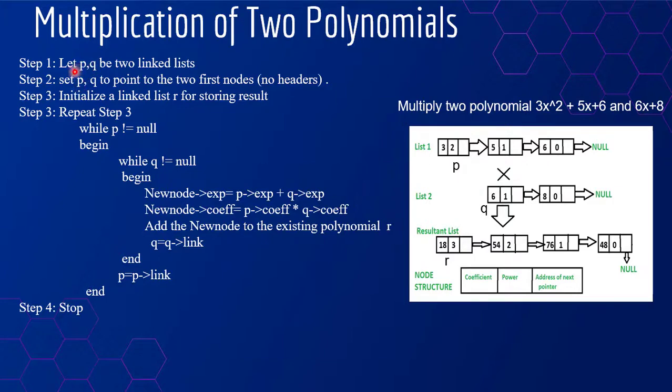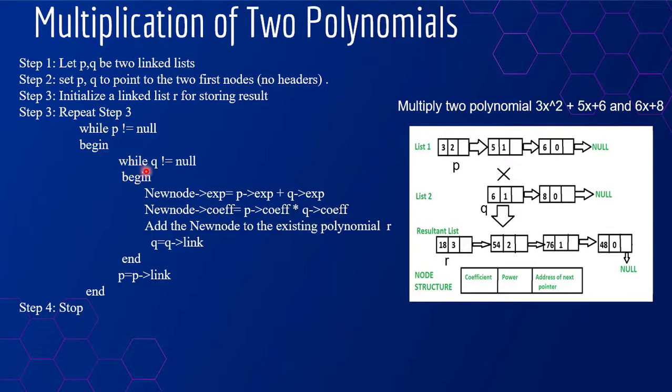So the same way here, P and Q are the two linked lists. P is represented by the first node in the first linked list, and Q is represented by the first node in the second linked list. And initialize the linked list R. So R is initialized, and now we are going to repeat step 3. Here we have only 4 steps. So in step 3, while P is not null, you are going to repeat this loop. Initially P is not null, so it goes inside.